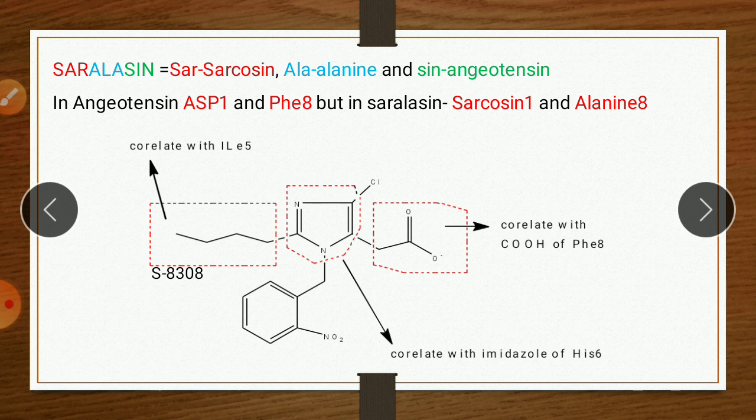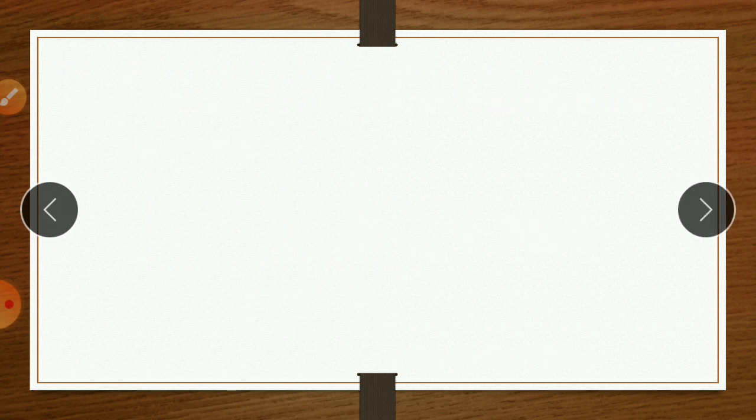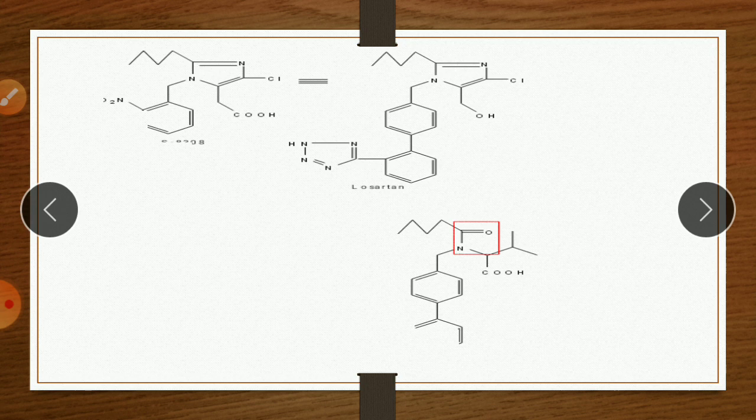From S8308, a number of molecular modifications were carried out to improve receptor binding and lipid solubility. The first successful agent to be developed is losartan, with receptor affinity and oral activity. So S8308 is the first drug, and the first drug developed which came to market is losartan. If we see the structure, it looks the same. The geometry of this structure is approximately the same. So losartan is the first drug of this category to come to the market.